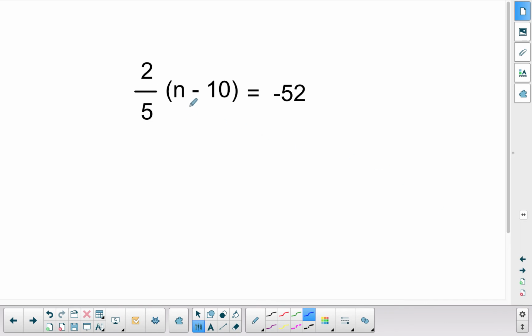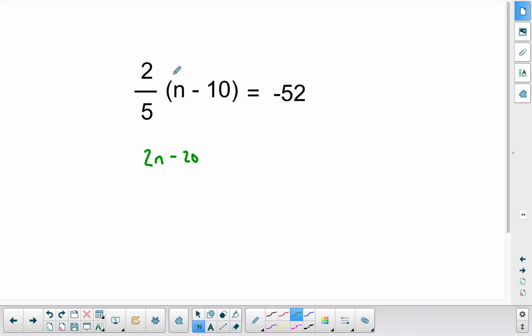Getting a little more complicated. But this is just a fraction. All this means is this top number here, you're going to multiply everything by 2. This bottom number, you're going to divide everything by 5. So we distribute that. That's 2n minus 20. And I should point out, it's still an equation. There's still the same equals sign.